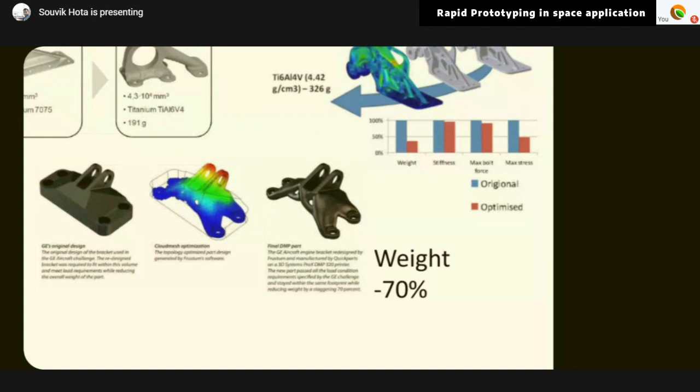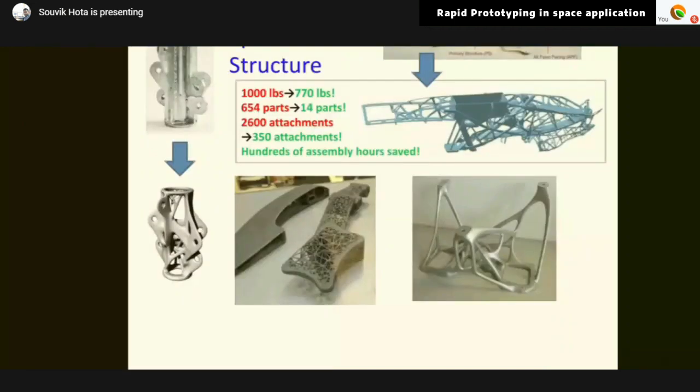So this weight reduction and also the part reduction. See, initially there were 654 parts, but now they are using only 14 parts to make this structure in the case of rapid prototyping technique. And before they were using 2600 attachments, and nowadays they are using only 350 attachments. So how much reduction of the parts, how much reduction of the attachments, and how much reduction in the weight, you can see in highly optimal structures of rapid prototyping.